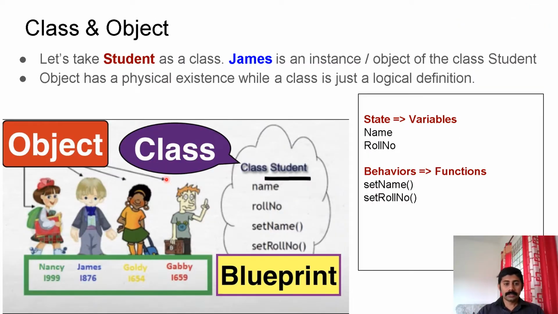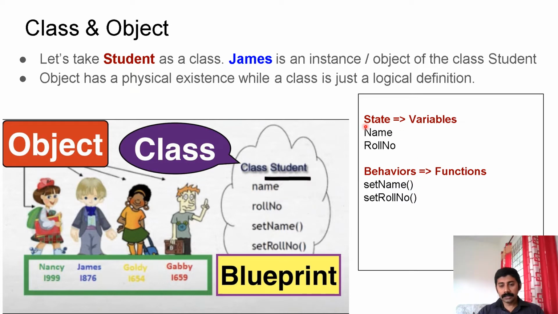Let us study another example. Here we have a generalized description that is nothing but a class for students. This class has name, roll number, then functions or methods like set name, set roll number. So this class is nothing but a blueprint or a generalized description. With this blueprint, we are getting physically existing instances like each student. So students like Nancy, James, all are instances of our class student.